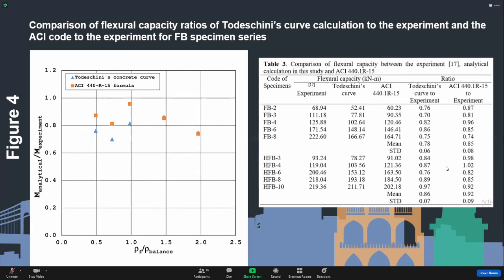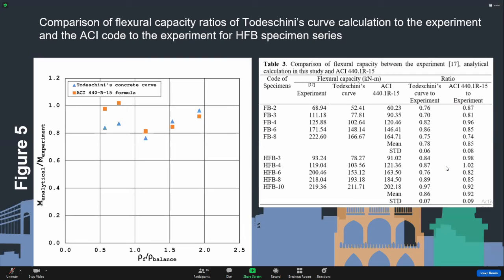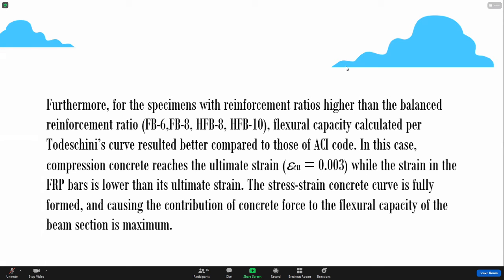On the other hand, as seen in figure 5, the average ratio of the flexural capacity of the Todeschini curve to those of the experiment for the HFB series beam tests is 0.86 with a standard deviation of 7%. Furthermore, for the specimens with a reinforcement ratio higher than the balanced reinforcement ratio, FB6, FB10, HFB6, HFB10, the flexural capacity calculated per the Todeschini curve is better compared to that of the ACI code.